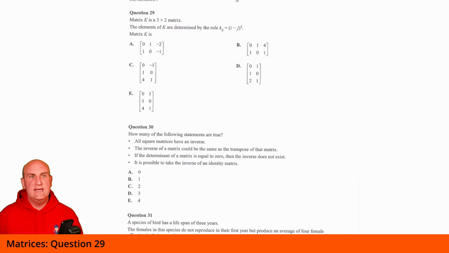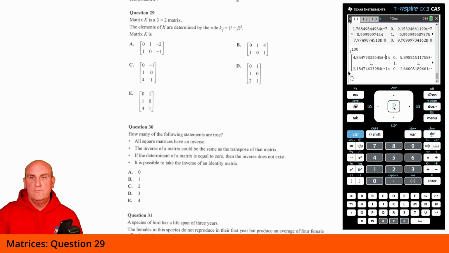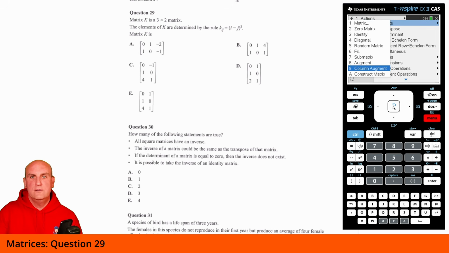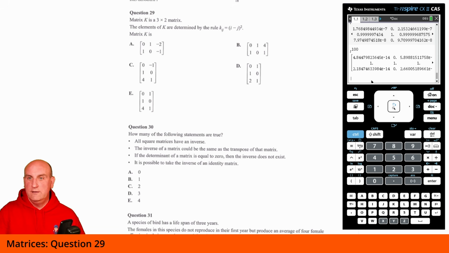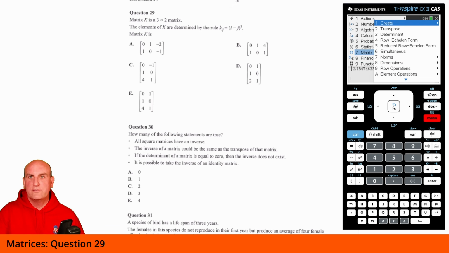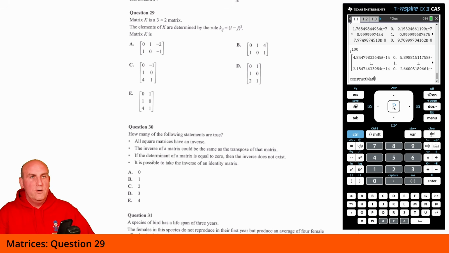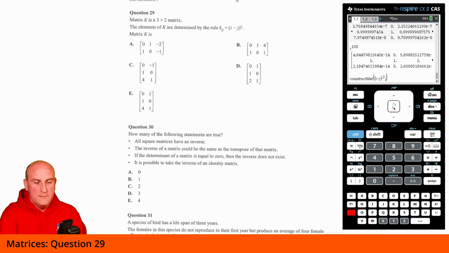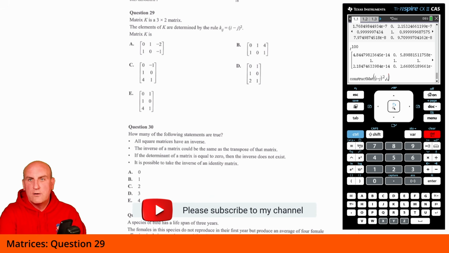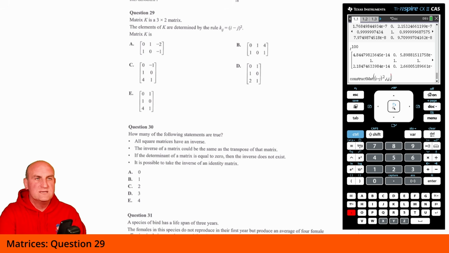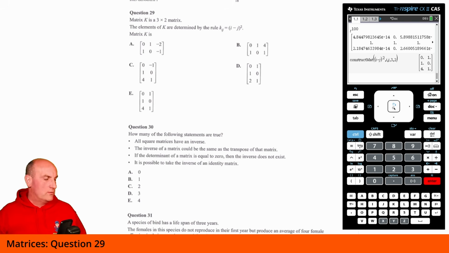All right, matrix K is a 3 by 2 matrix. The elements of K are determined by that rule. Now, if you're a ClassPad user, I am so sorry, but if you are a TI-Nspire user, you know that you've got a function that can do this for you. So I'm going to go menu, matrix and vector, create, and construct matrix. We know that for this, we put (i minus j) squared in there. Then comma i, comma j, comma i, comma j, comma, and the size of the matrix you want, 3 by 2. Hit enter, and out comes your answer there.